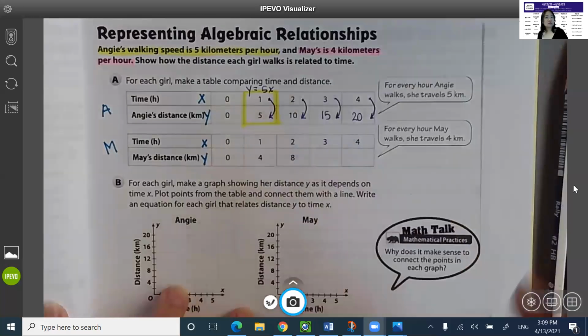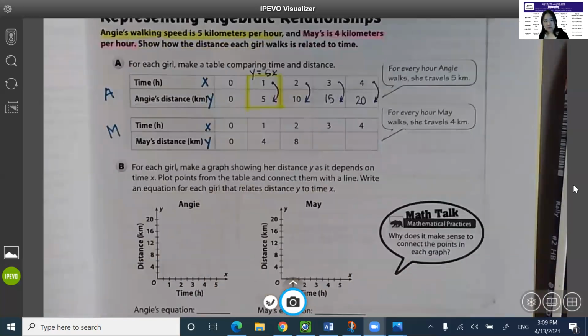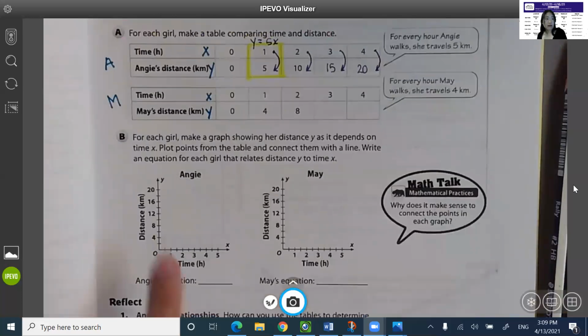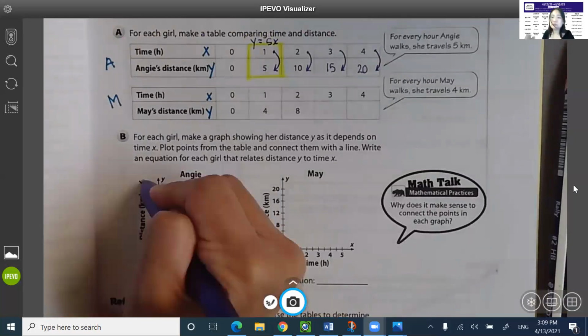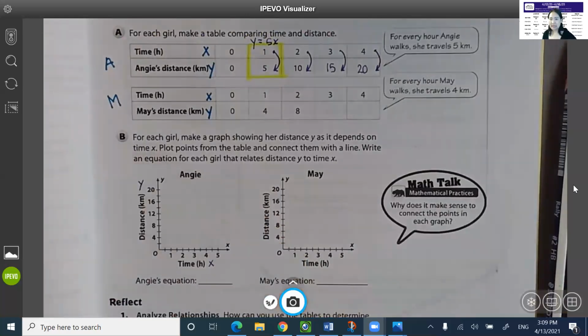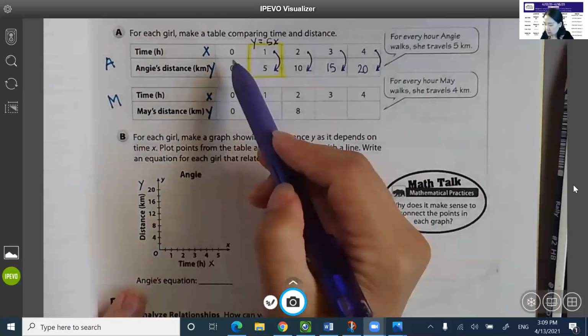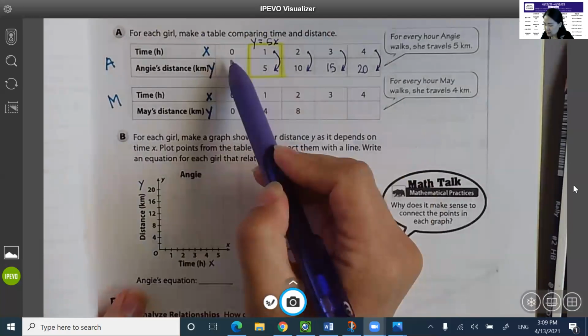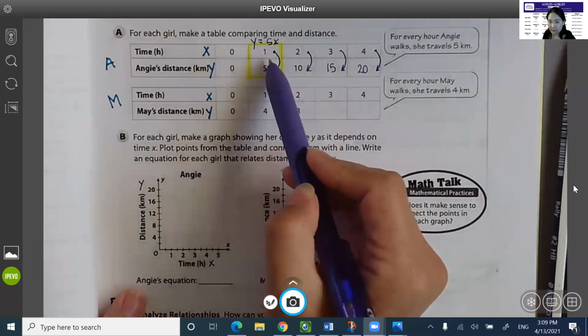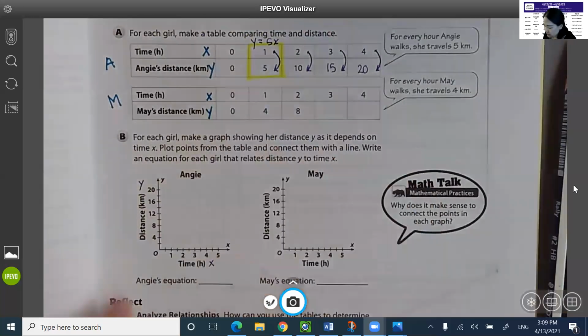Okay, so with that, let's actually go to the bottom and graph. Here I have the x value and the y value for Angie. These are the ordered pairs. So for example, this would be 0, 0, 1, 5. Let me actually write some for you.